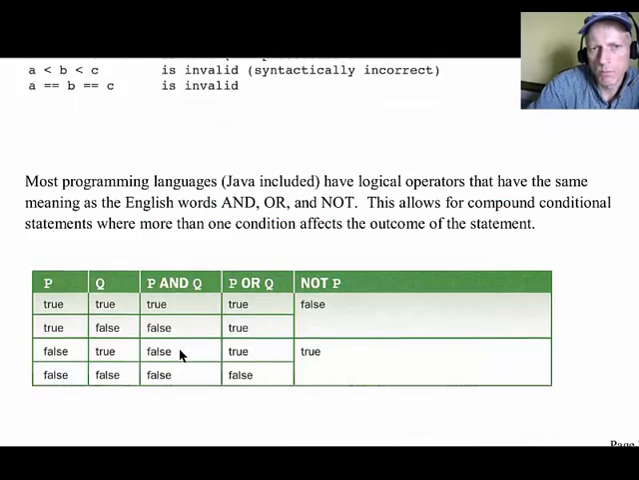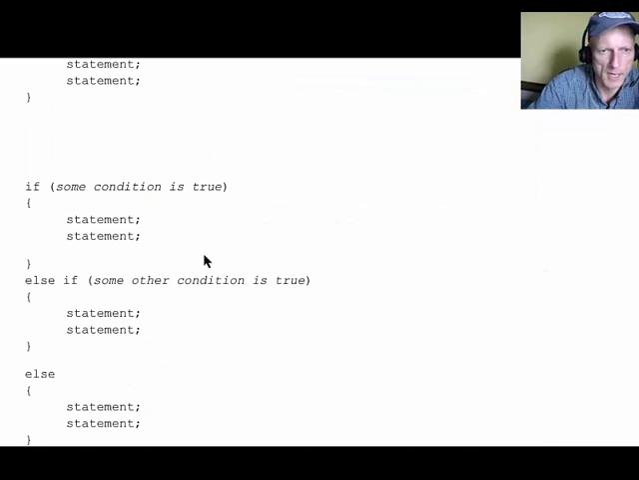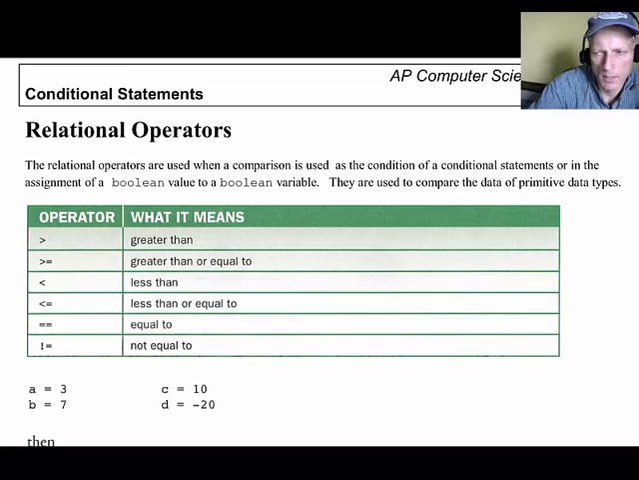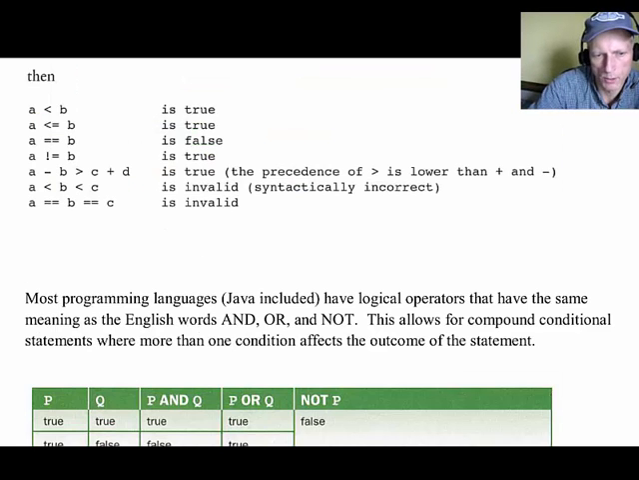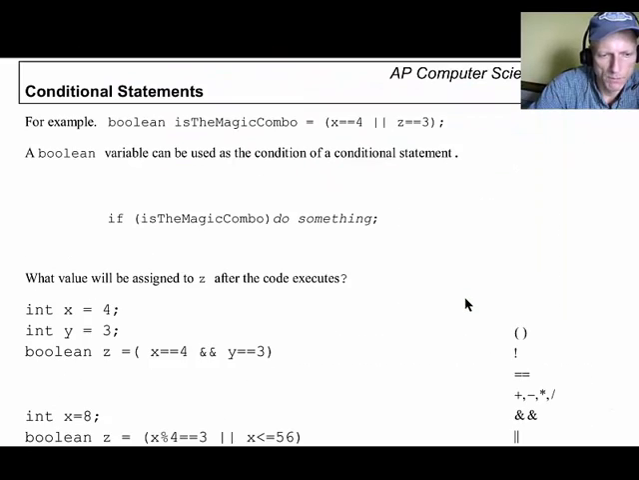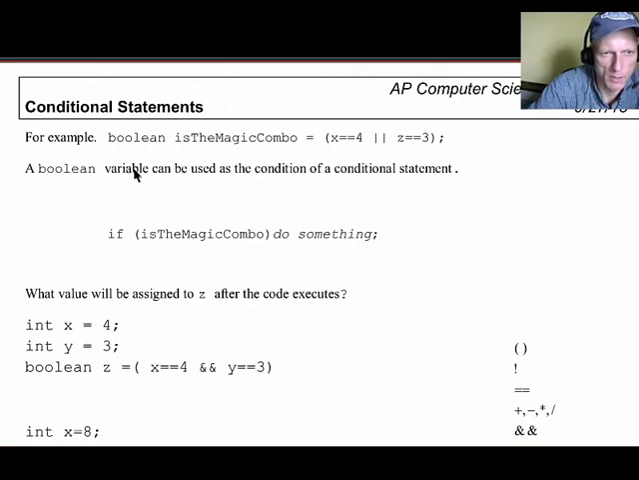All right, so up above, the other day we looked at if statements, and the condition would be a statement comparing values, or a statement that's either true or false. Now, you can also use a condition or a logical statement within an assignment statement itself when you're trying to assign a true or false value to something. So, for example, I could say boolean isTheMagicCombo is equal to x is equal to 4 or z is equal to 3. So here I'm creating a boolean variable and I'm giving it a value of the result of this logical condition. Okay.